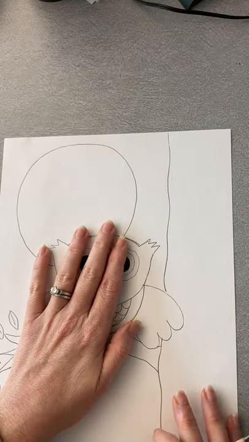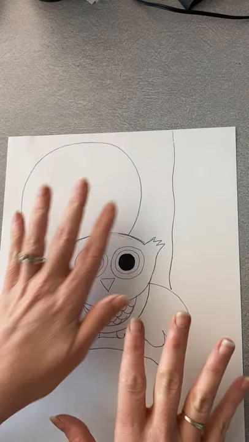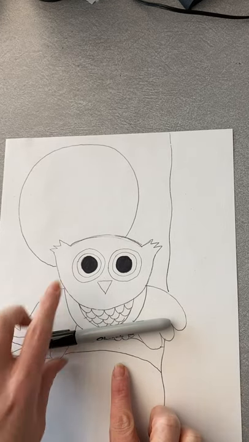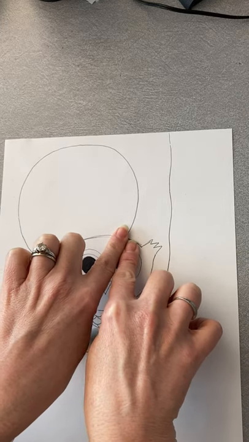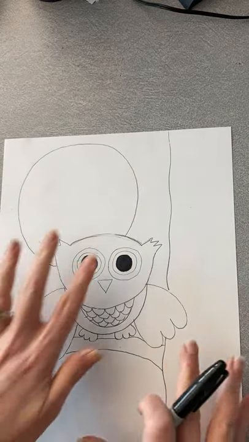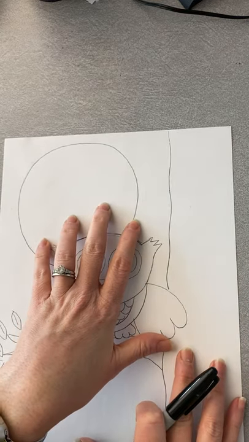What I would like you to do to catch up with your class is once you're all done drawing your owl, it's exactly the way you like it, get out your Sharpie from your art kit and outline. You know Mrs. Cole loves a good outline. Outline all your pencil lines with Sharpie. That way you're ready for day two next week.